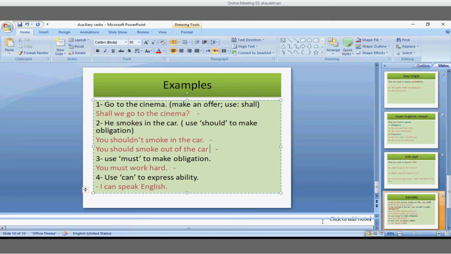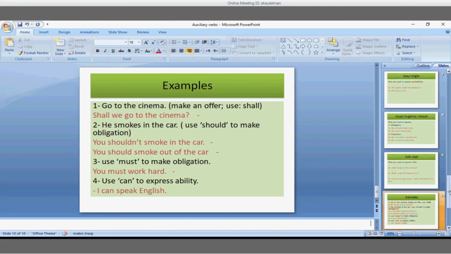That's all concerning auxiliary verbs. I shall open the chat. If you have any question to raise, I'm ready to answer all your questions.